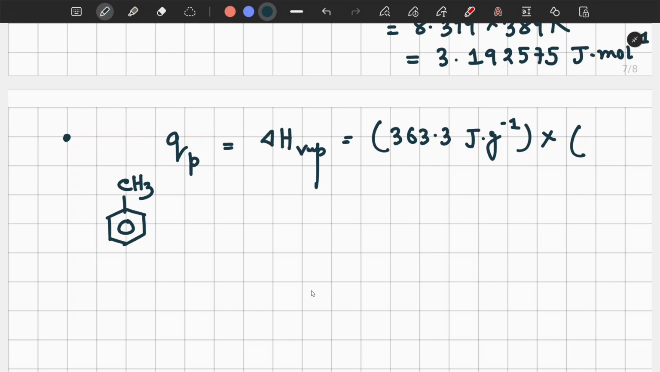Benzene is 72, so minus 1 is 71 plus 12 plus 3. Benzene is 78, sorry, it's 78. It is 92. 94, sorry, no, 92. And the unit would be gram per mole. Yes.